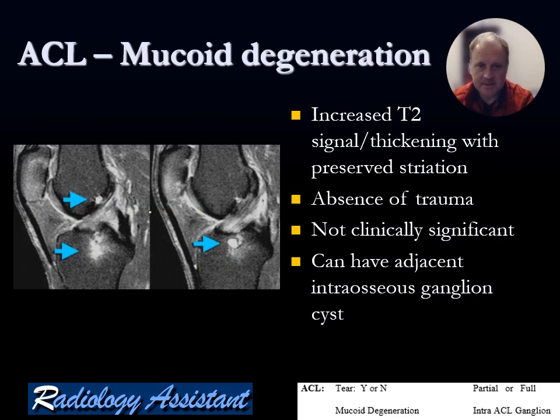One other finding that is a related concept as far as having increased T2 signal in the ACL is mucoid degeneration. This should not be going along with the history of trauma, but does have similar findings. In the ACL, there is increased T2 signal and thickening. Typically has a very preserved striated pattern. It can be one of the best findings to help you know what you're looking at. That celery stalk look of the ACL is preserved, but it's just very thick and very bright. Typically not in the absence of trauma and is usually not clinically significant. One finding that can be associated is a ganglion cyst next door, which is an example here. And that is usually also not clinically important.